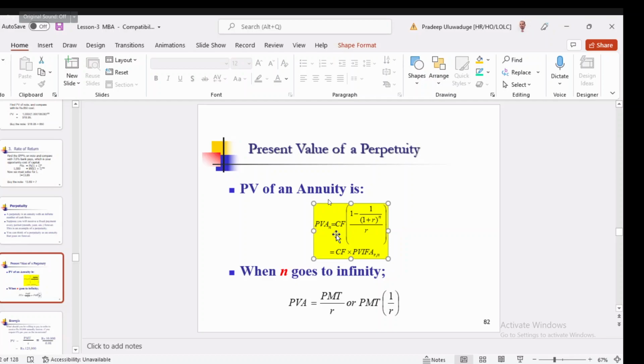So n is like infinity, right? n goes to infinity. So what happens when n goes to infinity? 1 divided by (1 plus r) to the power n. Now the denominator of this fraction becomes huge. 1 divided by a huge figure makes it closer to 0. So you end up having 1 over r. So cash flow multiplied by 1 divided by r, right?